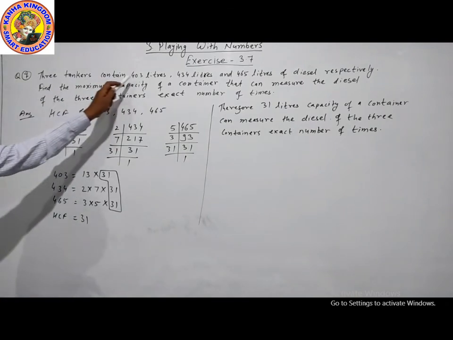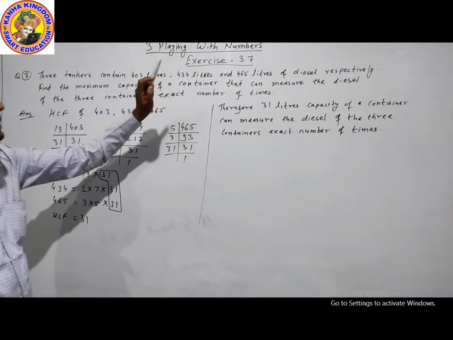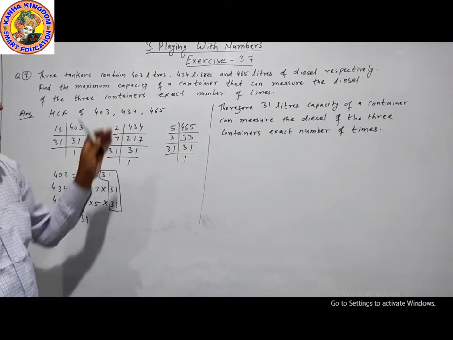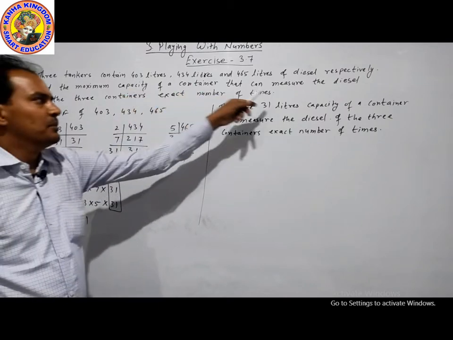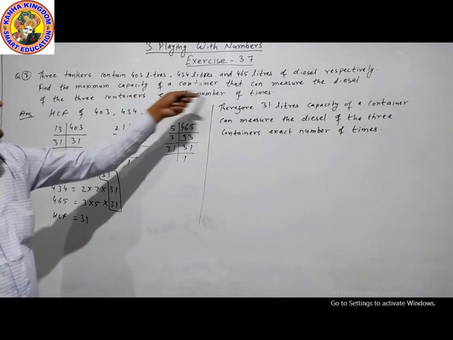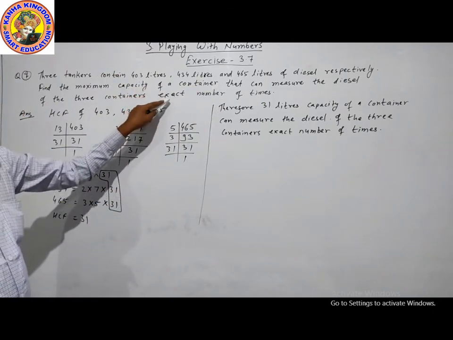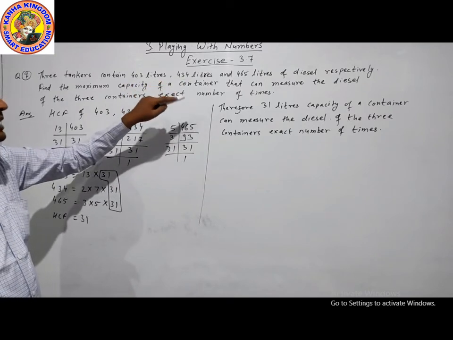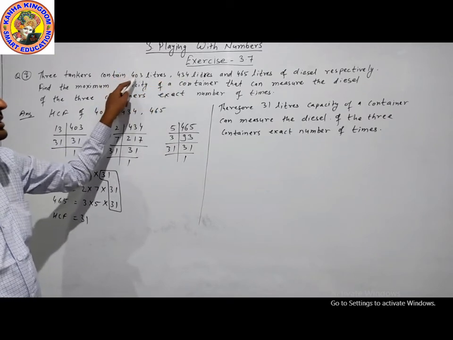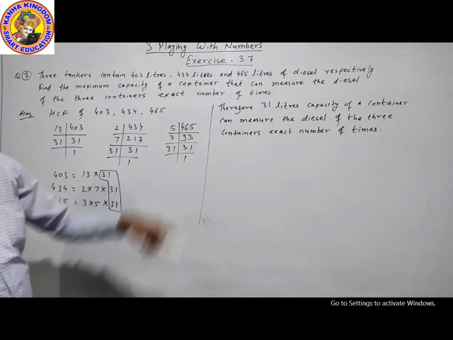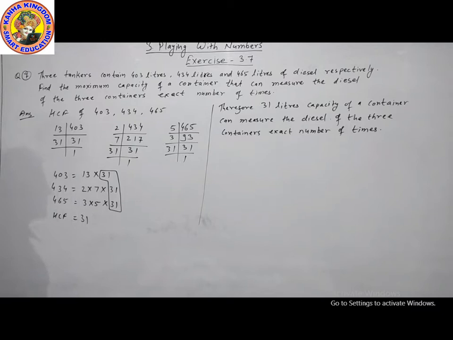3 containers contain 403, 434, 465 liter of diesel respectively. Find the maximum capacity of a container. We take a small container which can measure these 3 containers. When measuring by a container an exact number of times, the number divides these numbers exactly. So this is our HCF. So we will take the HCF of these numbers.